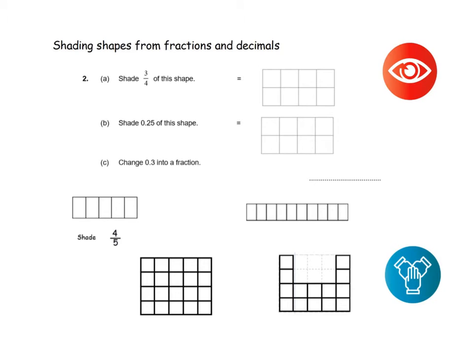So we're looking at shading shapes from fractions and decimals, and we're going to be looking at how to convert the two at the same time. So I can see from the question in the assessment that shading 3/4, what I'm going to do first is count the number of squares that I've got, so I can see that there are 8 squares there. So what I'm going to do is find an equivalent fraction, so it's out of the 8 to start with.